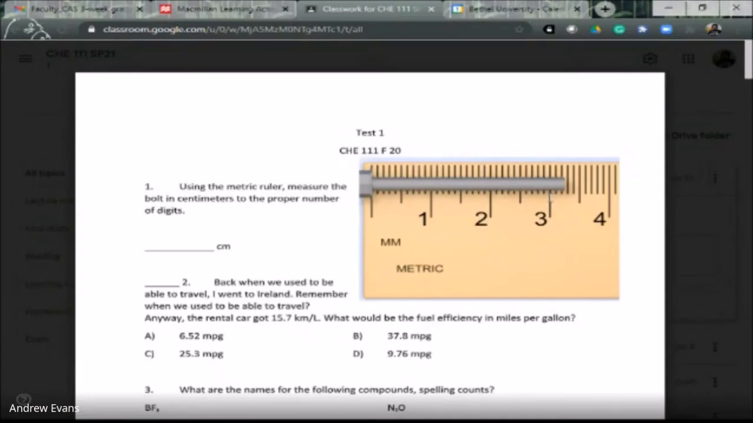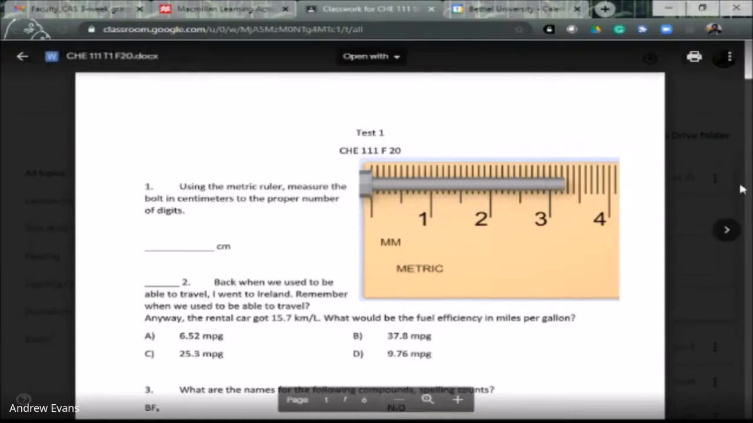Number 2 is a conversion problem. Back when we used to be able to travel, we went to Ireland. Remember when I used to be able to travel? Also, the car got 15.7 kilometers per liter. What is the fuel efficiency in miles per gallon? So it's just a simple conversion, 15.7 km per L.